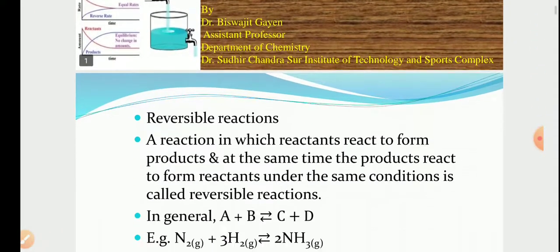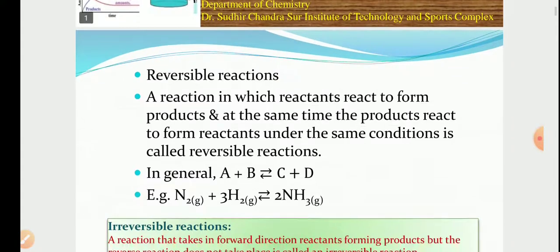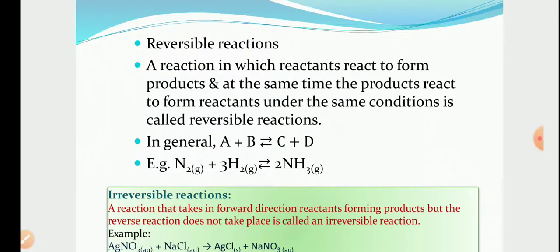Before discussing chemical equilibrium, I want to say something about the process and other details. First is the reversible reaction. A reversible reaction means, if you add A plus B and it forms C plus D, this reaction has another possibility: by combining C and D, it gets back to form A plus B. This type of reaction is called a reversible reaction.